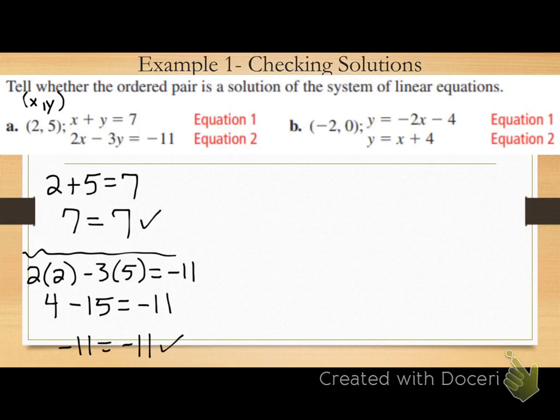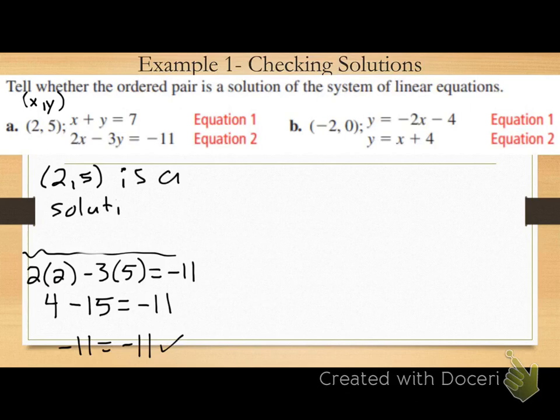So if it gives me a true statement and it's a solution for both of my equations, I can say that yes, this ordered pair is a solution to my system of equations. So I would say (2, 5) is a solution of the system.